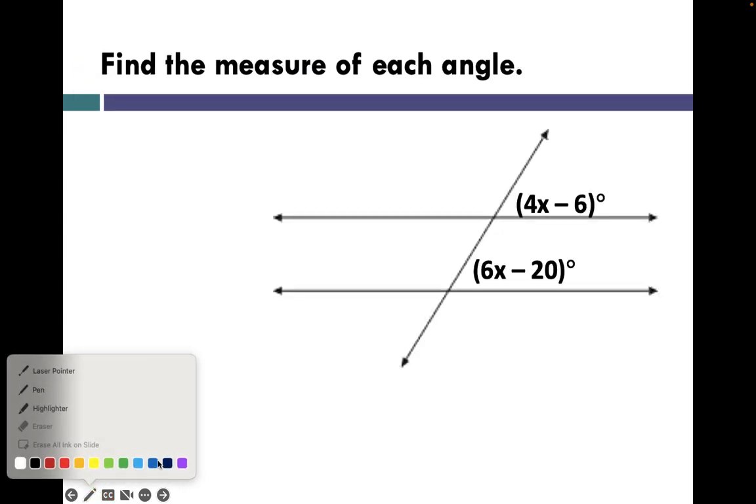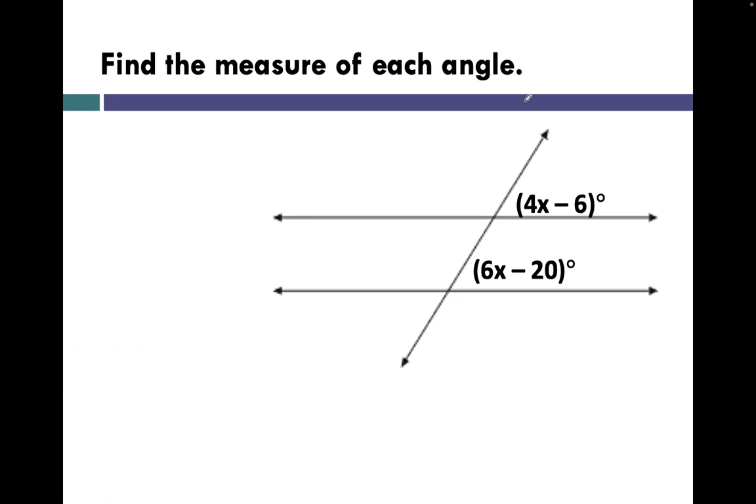In this first example, the angles that are labeled 4x minus 6 degrees and 6x minus 20 degrees are what are called corresponding angles. We learned that corresponding angles are always congruent, which means they are equal to each other. So we can write an equation that shows that this angle is equal to this angle. The equation would look like this: 4x minus 6 is equal to 6x minus 20. Since we know they are equal to each other, when we solve this, this will tell us what the x value is, and then we can plug it back in to determine the measure of the angles in degrees.